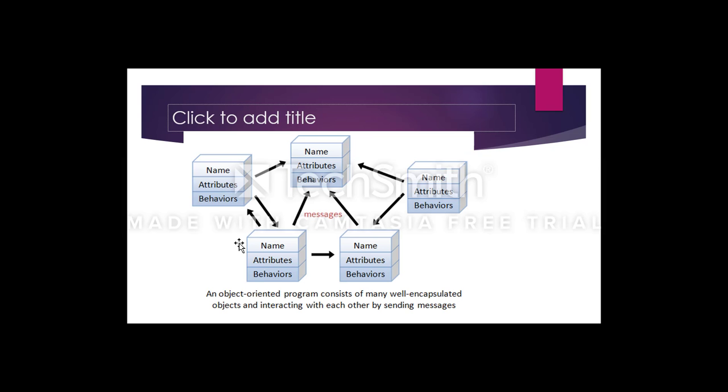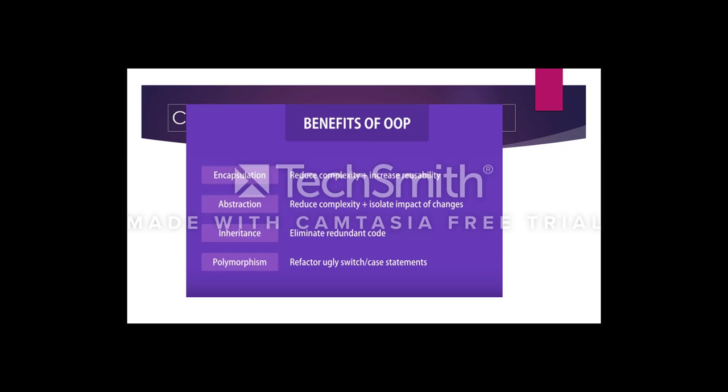This is an example of our program. You can see that in object-oriented programming, we have several objects. Each object has its name, its attributes, and behaviors. Behaviors are actually our functions or methods, and they send and receive messages with each other. So generally our program works and we have our application.